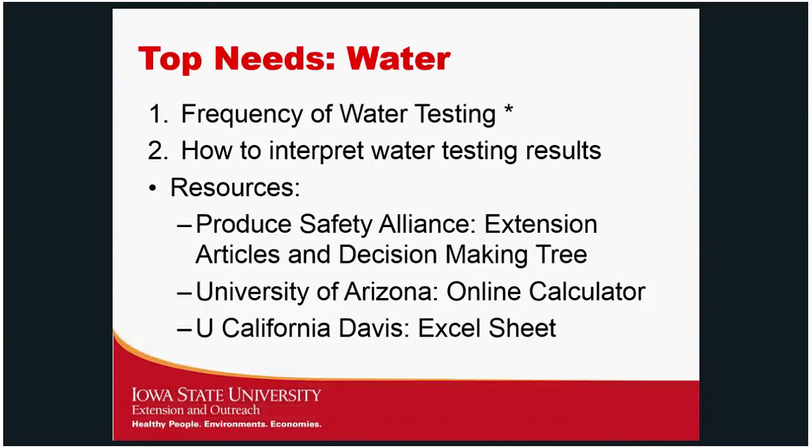The first one is the Produce Safety Alliance, which has developed both an extension article that breaks down the frequency of testing of water, as well as a decision-making tree that talks about which water is safer than other water sources. Just for knowledge, we recognize that municipal water supplies, or water coming from the city supply, is seen as the safest. It's seen as the safest because municipal water supplies must be tested on a daily basis based on EPA standards to prove that it is safe for drinking.